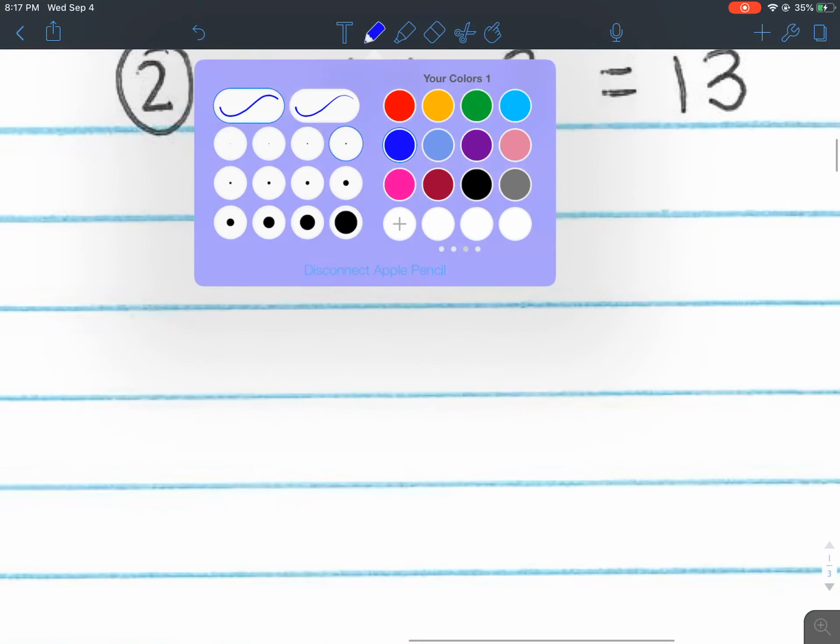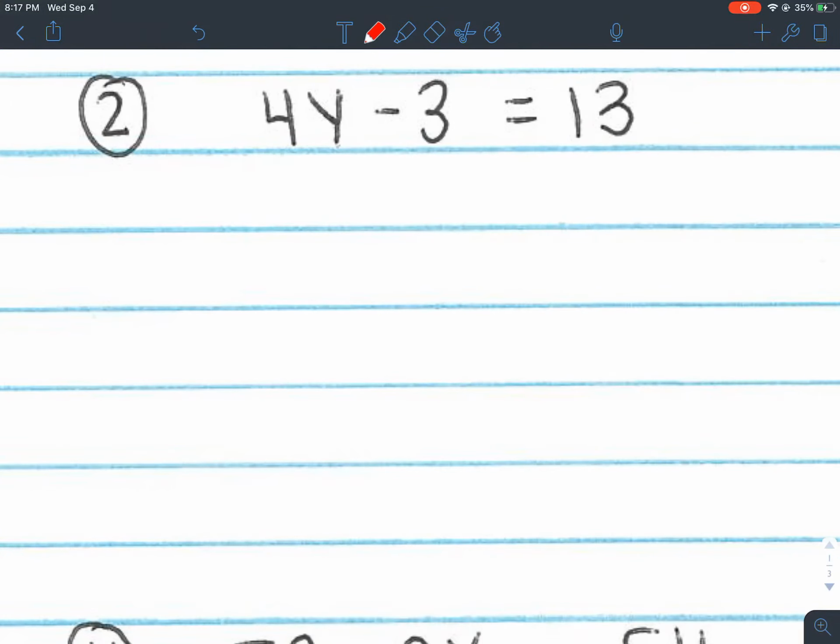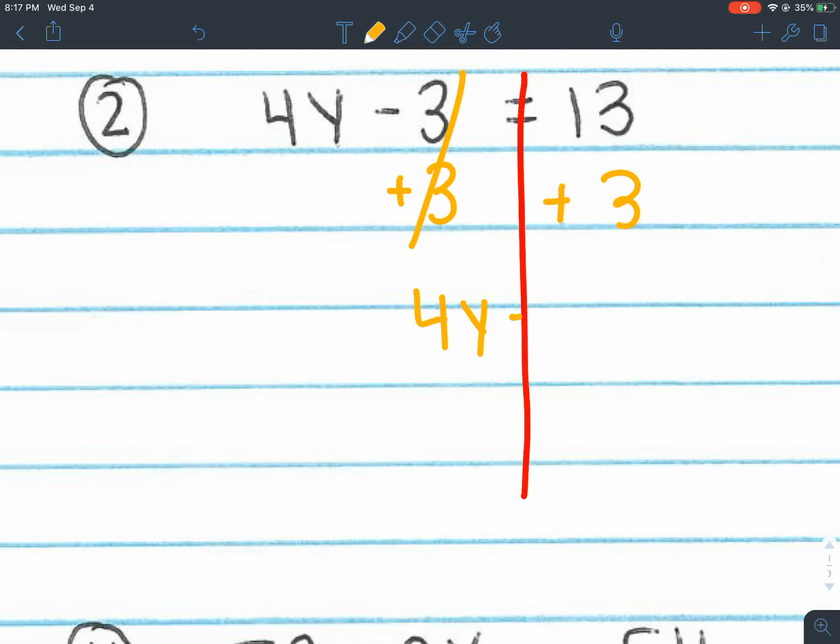All right, number 2. So I'm going to go ahead and draw my wall here, my line, so I know where my sides are. So the first thing I would do here is I'm going to add 3, because I want to get y by itself, but I want to add or subtract before I divide or multiply anything. So anything I do to one side, I have to do to the other. So this cancels, and I have 4y equals 16.